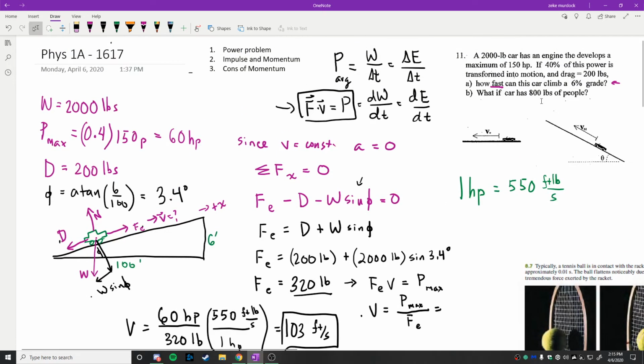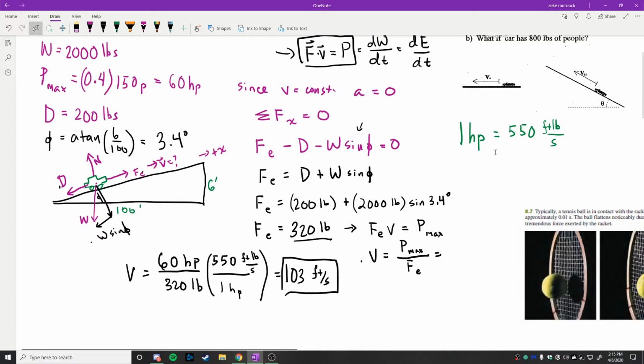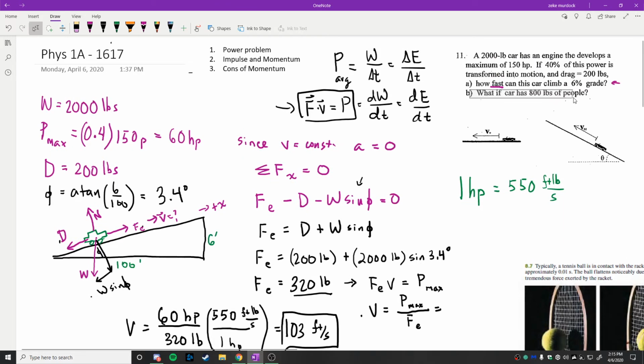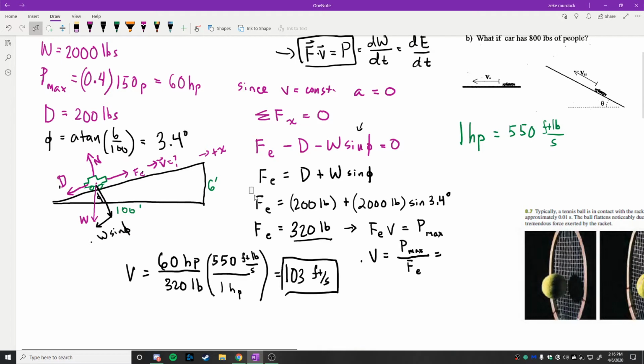If not, the second question is, what if the car has 800 pounds of people? Okay. Can anyone tell me what's going to change if I add in the 800 pounds of people? Only one thing is going to change in the entire calculation here. What's going to change? What if the car has 800 pounds? The force of the engine will change. Yep. The drag force, probably not going to change.